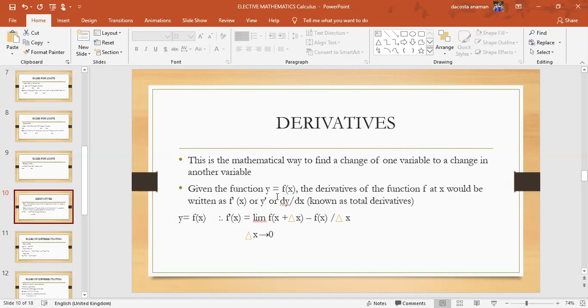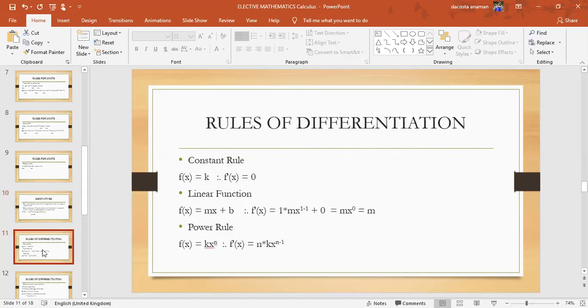Now we talked about when you are given the function y, which is equal to f(x), the derivative of that function f at x will be written as f'(x) or y' or dy/dx. So any of them, if you are asked to differentiate a function, you can differentiate the function f(x) with respect to x, which gives you f'(x). That's the limit of f(x plus the change of x) minus the function f(x), all over the change of x, where the change of x is approaching 0. Okay, so last week we talked about this one. Then we also talked about the rules of differentiation.